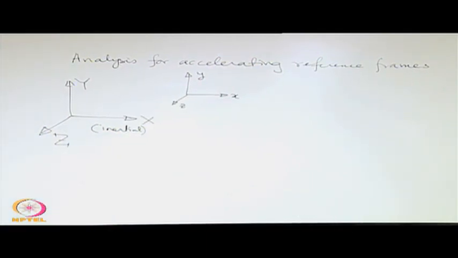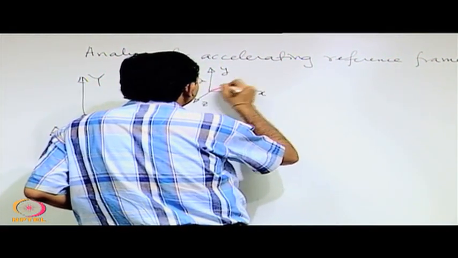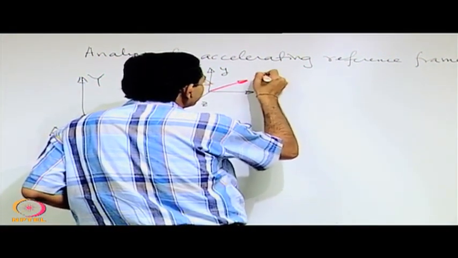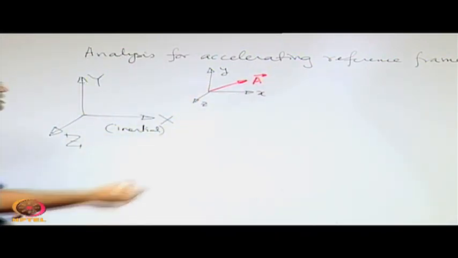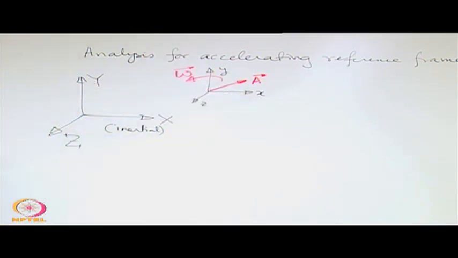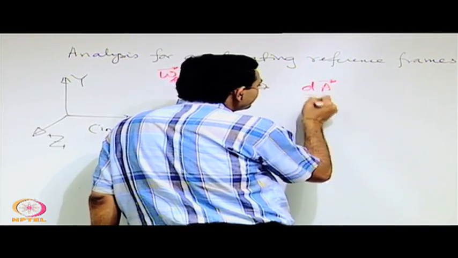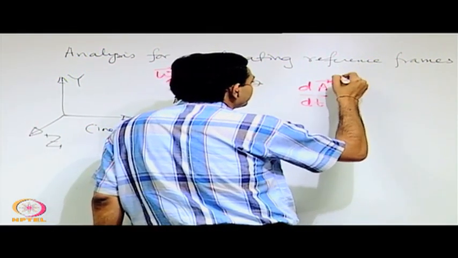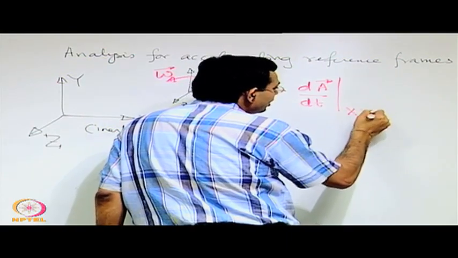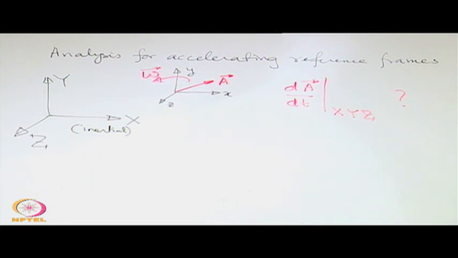What we are interested to find out is that if we have a vector, say A, here in this reference frame, and let us say that this reference frame is moving with an arbitrary angular velocity omega, then what is the derivative of this vector with respect to the inertial reference frame? Can you show it? If I ask you to show it, how do you show it?